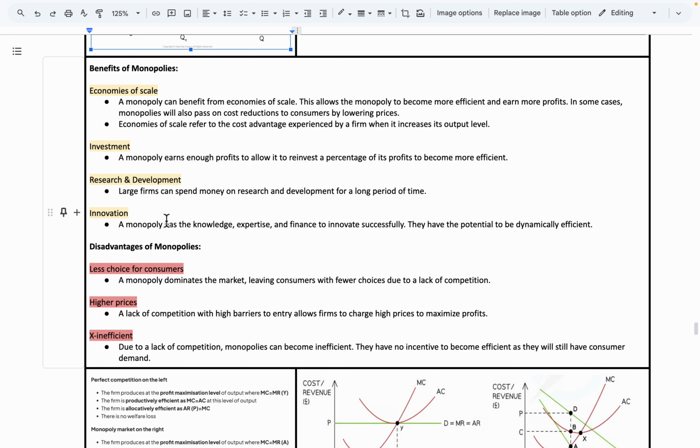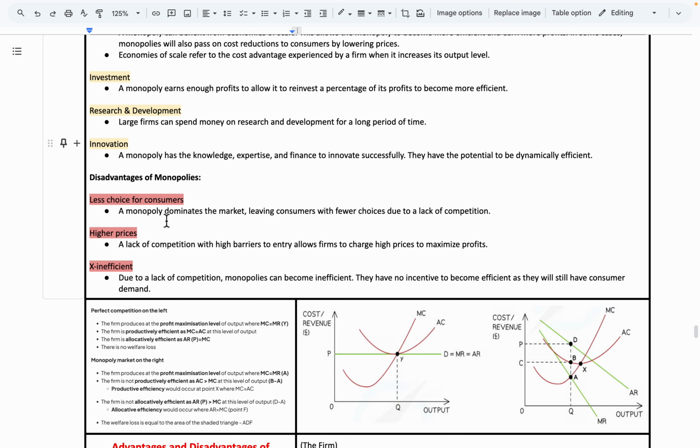Disadvantages would be that there would be less choice for consumers, since the monopoly dominates the market, leaving consumers with fewer choices due to a lack of competition. And higher prices, since they can make their own price, they can set it as high as they want, or as low as they want. And due to a lack of competition, it may be inefficient.